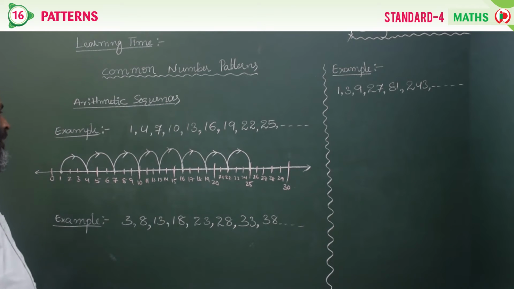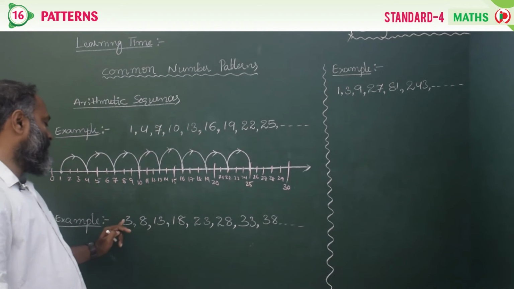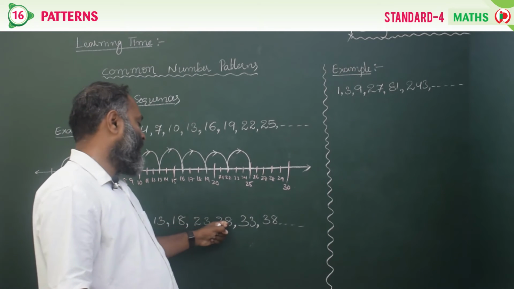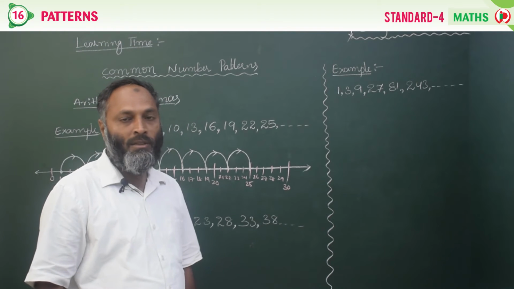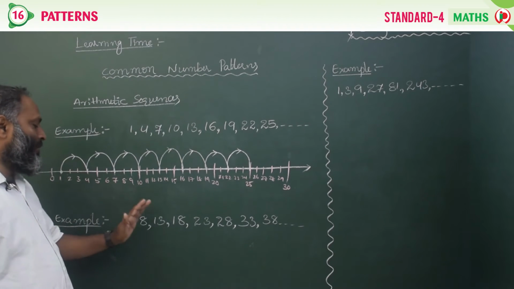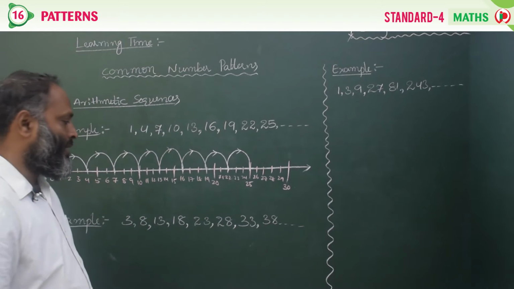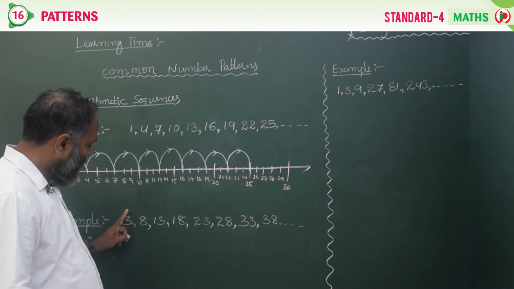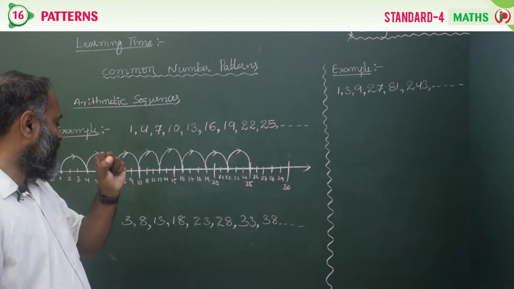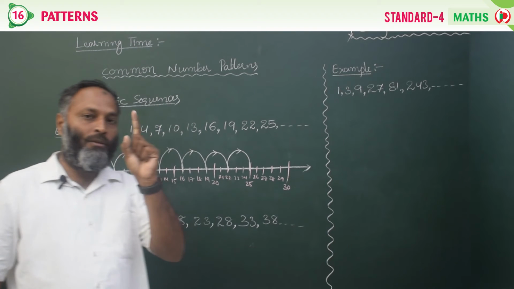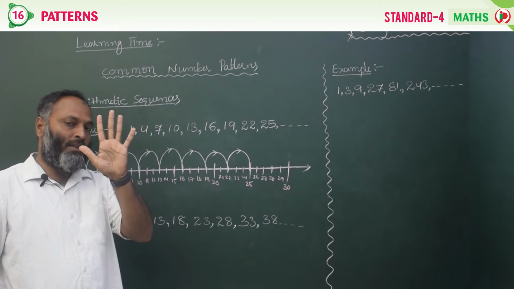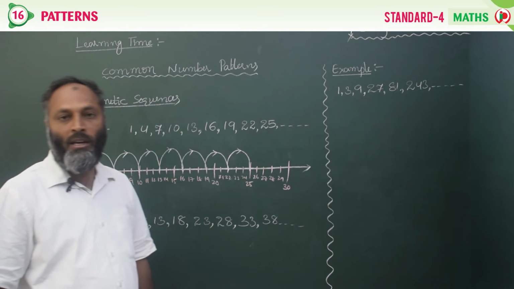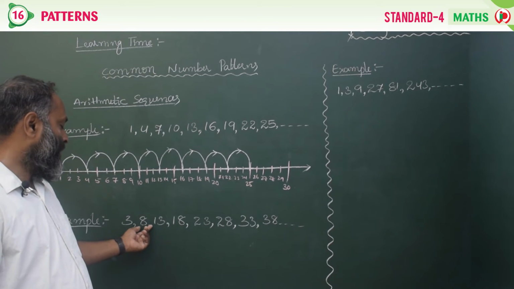Now the next example: the arithmetic sequence 3, 8, 13, 18, 23, 28, 33 and 38. This is our sequence. Now you check, what is the difference between the consecutive terms? From 3 to 8, first you count how many numbers: 3, 4, 5, 6, 7, 8, it is 5. It means if you add 5 to this 3, then you will get 8.